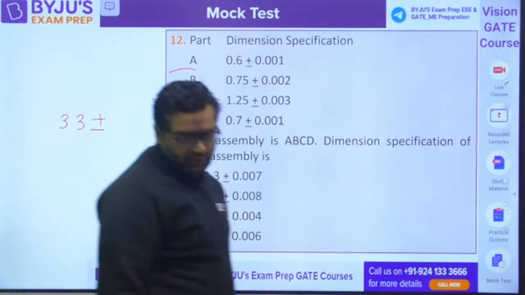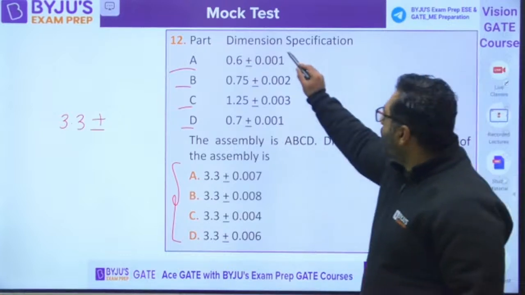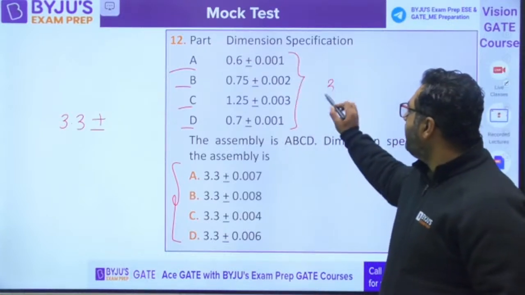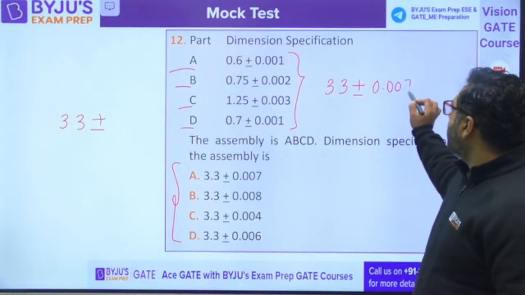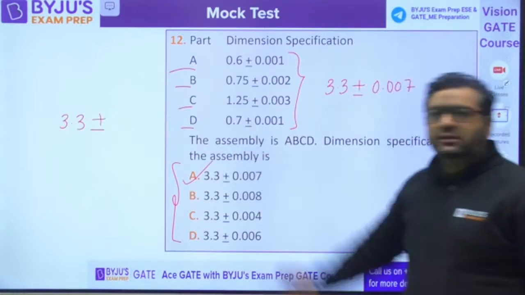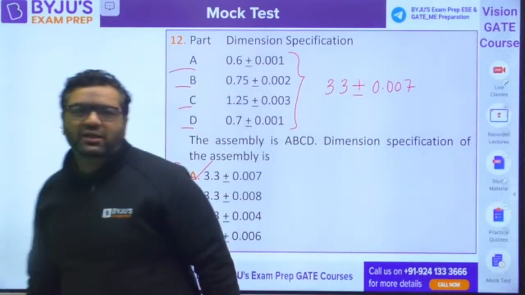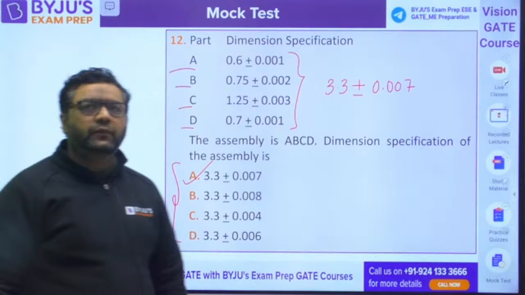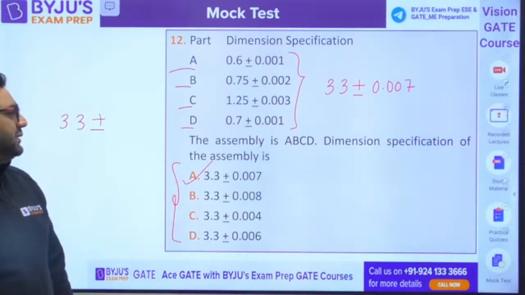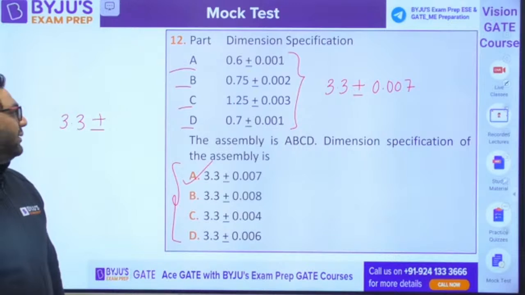Very, very simple question. Yes, if you add all of these, you will get 3.3 plus minus 0.007. The answer will be A for this. Everybody can see it is just the game of addition, nothing more than that. Moving to the next question, guys. This was question number 12. Very good. Moving to question number 13.